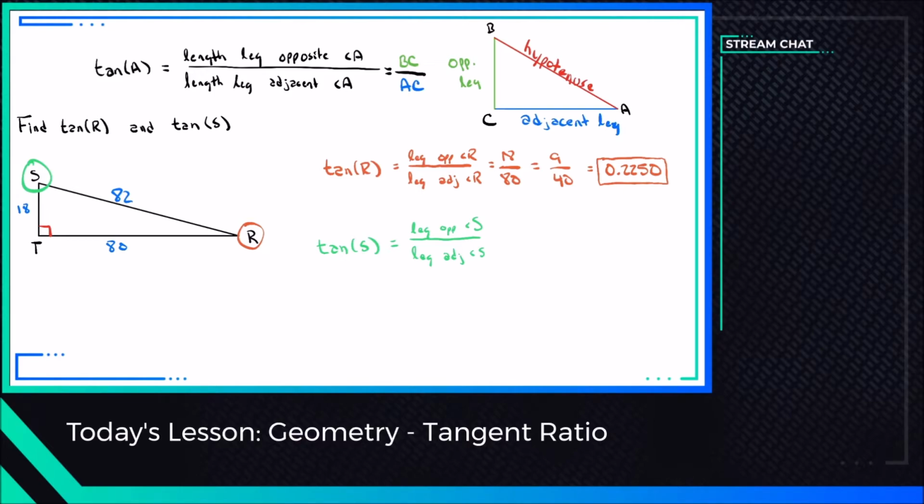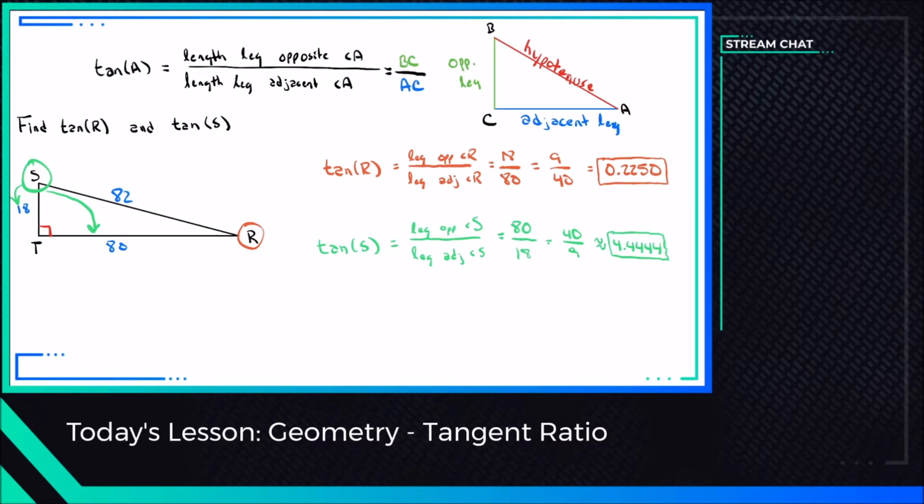But if we look at angle S, the leg that's going to be opposite of angle S is going to be that length that is equal to 80. And the leg that's going to be adjacent to angle S is going to be the short one right here of 18. Remember, we're looking at the leg, not the hypotenuse. So if we take 80 over 18, which is equal to 40 over 9, that is going to be approximately equal to 4.4444. And that 4 is going to go on forever, but we wanted to round off at 4 decimal places.